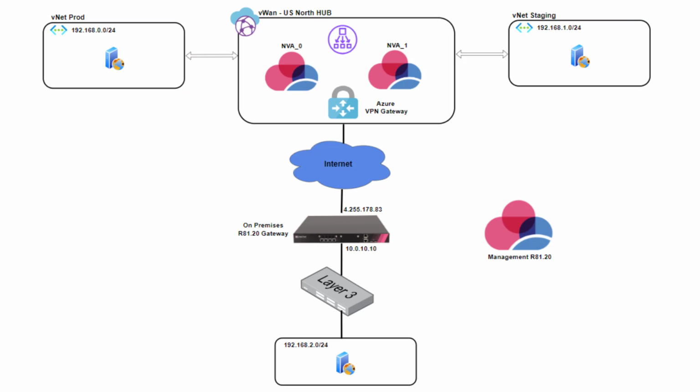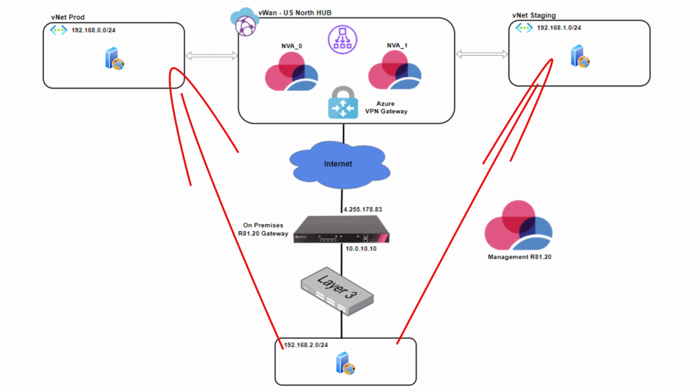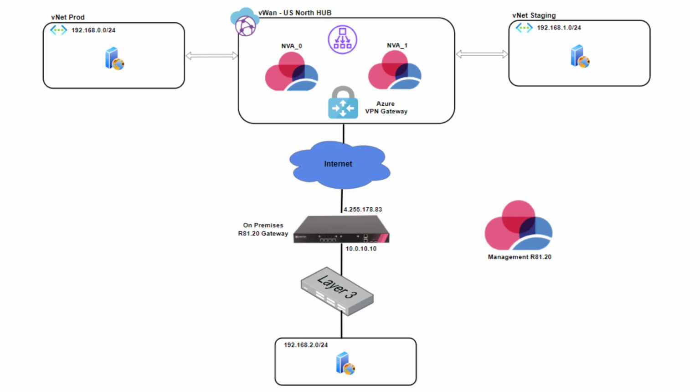We want the traffic that passes through the internet between the on-premises office network and the Azure virtual networks to be encrypted. We will do that by deploying a native VPN gateway in the Azure Hub and creating a VPN connection between the VPN gateway and the on-premises Check Point gateway. I will start with the Check Point gateway.